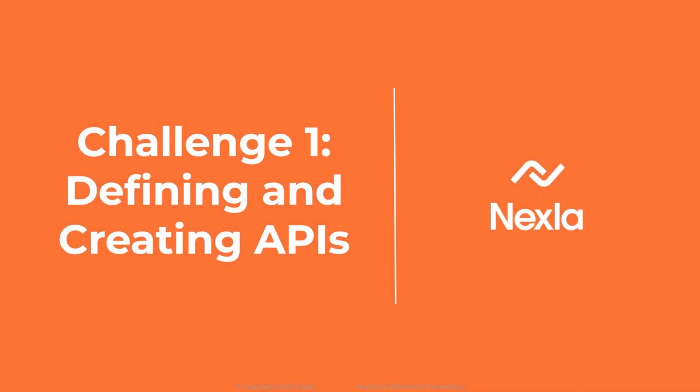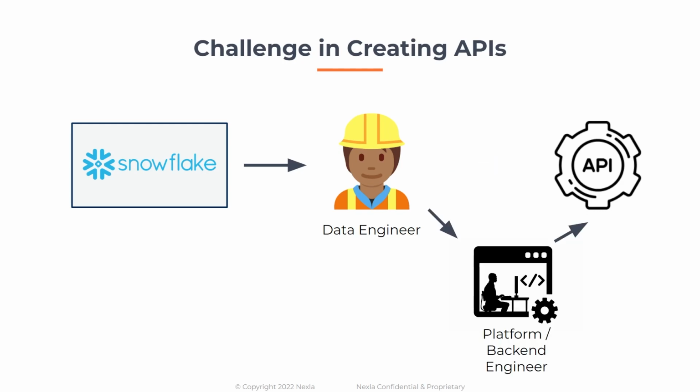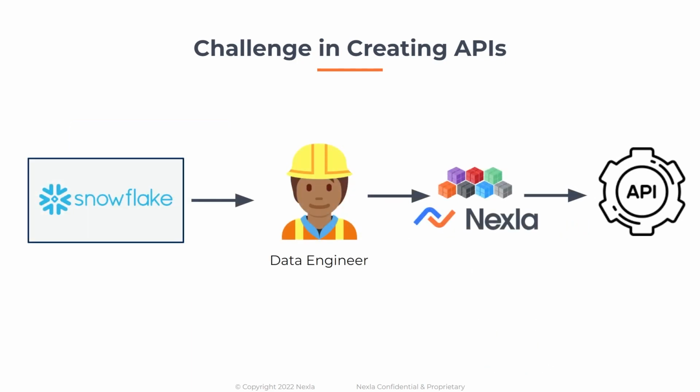Challenge 1 is defining and creating APIs. Creating and working with APIs typically requires a platform engineer to create and host, which is normally a skill set that a backend or platform engineer would have, not usually data engineers. This back and forth creates friction and slows down projects. With Nexla, we make it easy to add data from Snowflake with a few SQL queries, define specific schemas and sections of data, and then provision that data as an API in a single click.